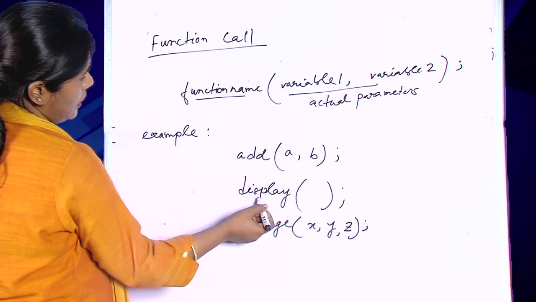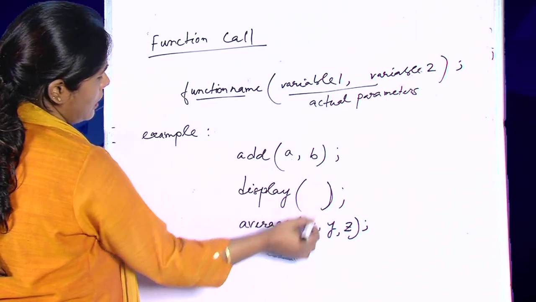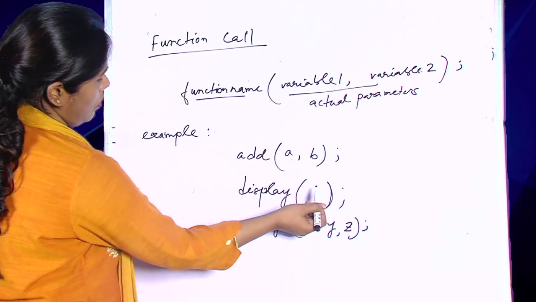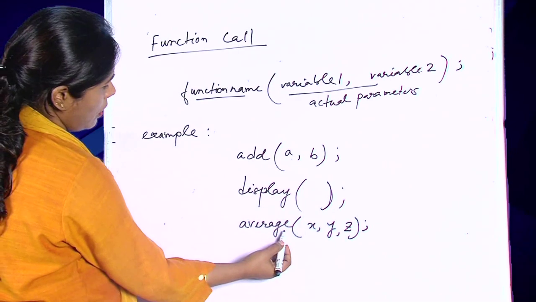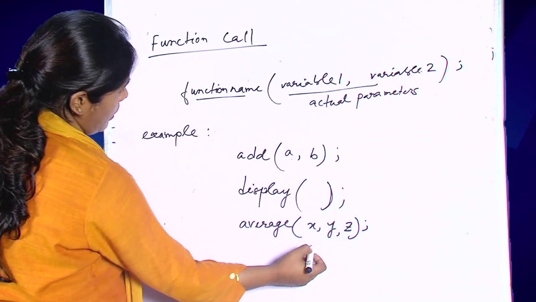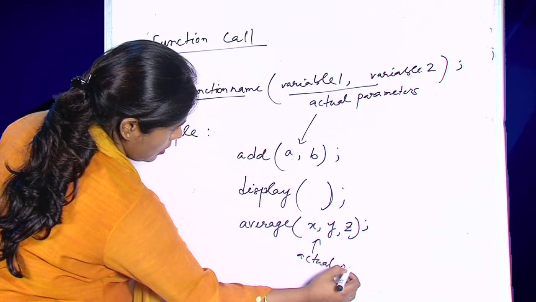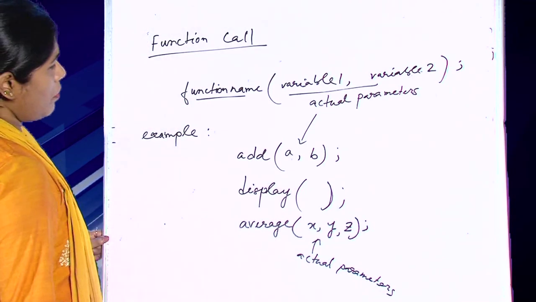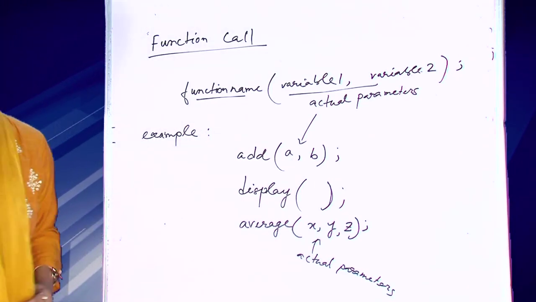In the second function call statement, display is the function name, and I have not specified any variable name inside this bracket because this function returns nothing. So return type is void. So here I have not mentioned any variable names. In the third function call statement, average is the function name, and there are three variables x, y, and z. These all are actual parameters. The parameters we used in function call are known as actual parameters, and the parameters used in function definition, that is in the function header, are formal parameters.